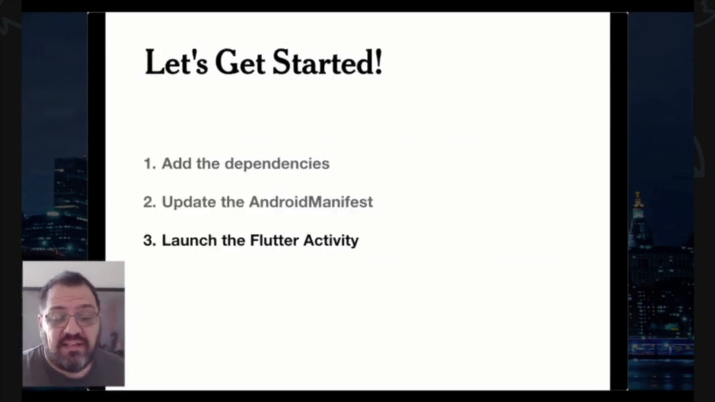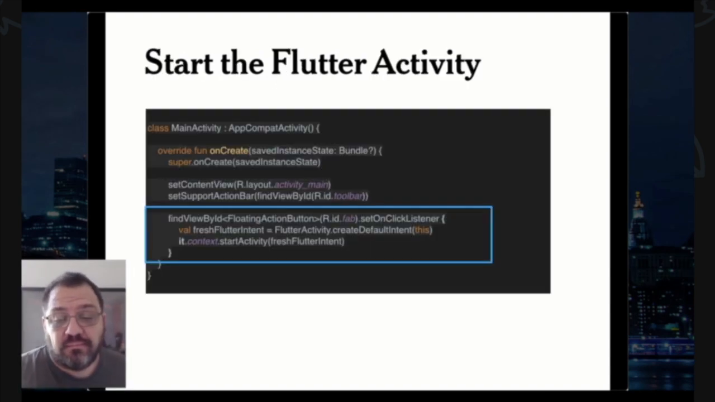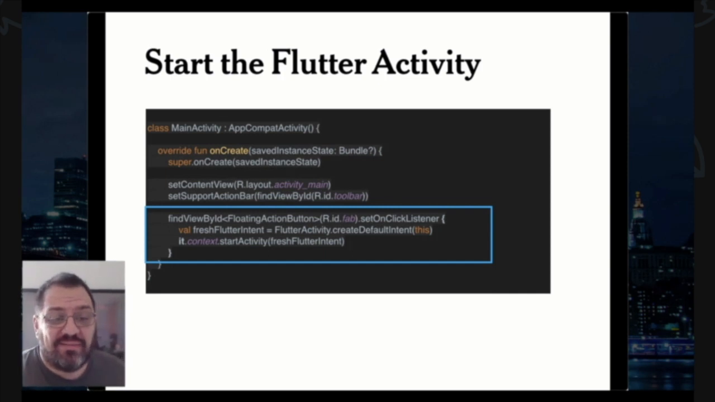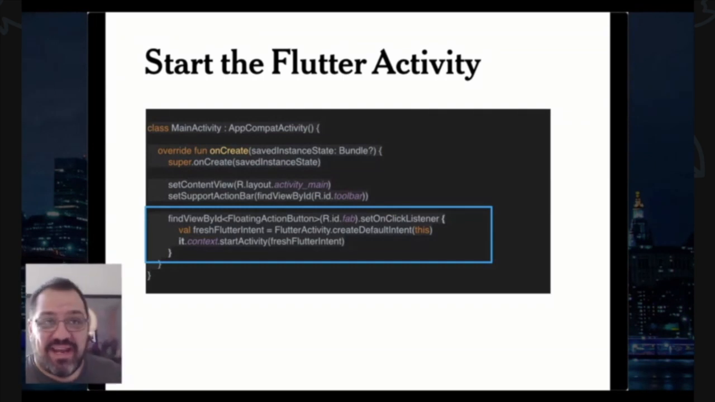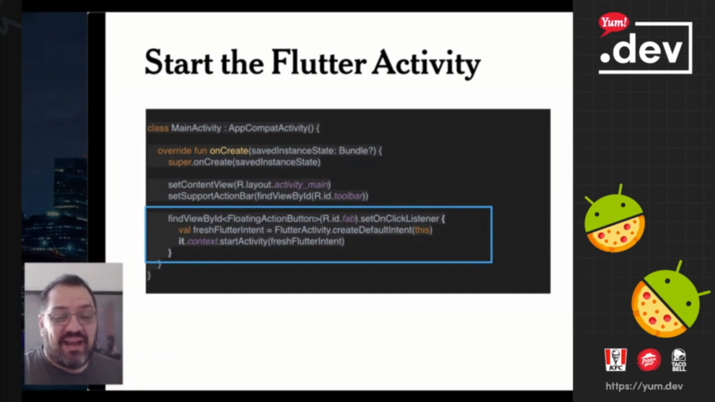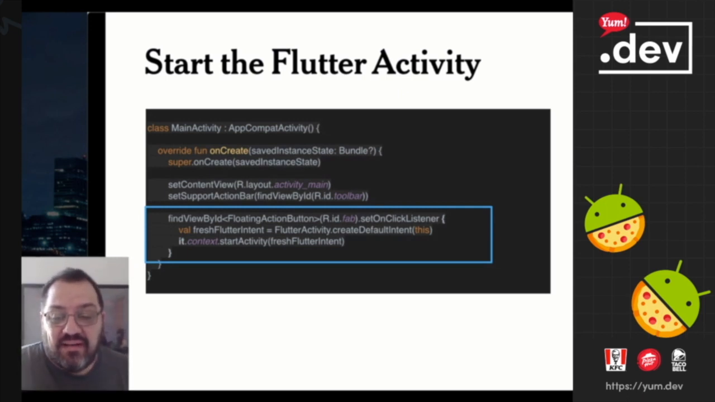So what else do we need to do to get started? Well, now we need to actually launch the Flutter activity, and we're almost done. When you make a new Android project, I'm sure you're all familiar with this. There's an activity main, a small fragment with a next button, and then a floating action button. Now, what I'm going to do is just hijack that click listener on the floating action button, and we're going to launch FlutterActivity.createDefaultIntent. And what that's going to do is take us right into the Flutter activity.